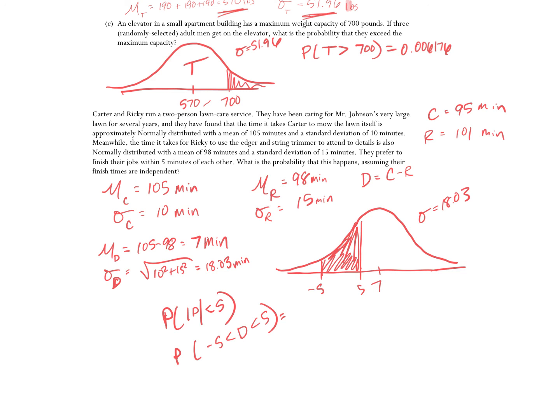I don't know, 10%, 15%, 0.203. 0.20. That's what I got. What do you guys think?